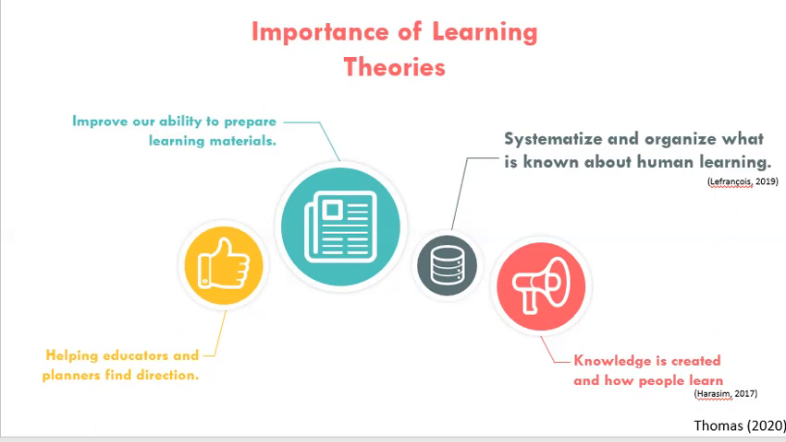It helps educators and planners find direction. Understanding what the learning theory or the direction of your lesson is allows you to understand what needs to be done, where to start, how to plan, where to end, and helps you to understand what your goals and objectives should be for a lesson and for a specific student cohort. So for example, if you know you're working with high school learners and you understand what the endpoint is, your learning theory will also guide you in how to get to that endpoint.